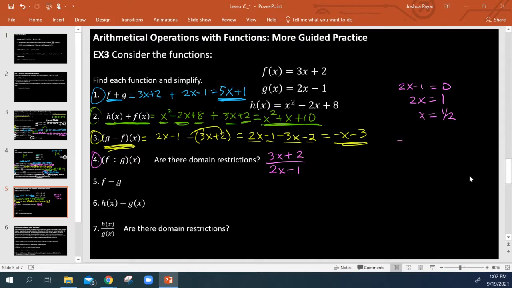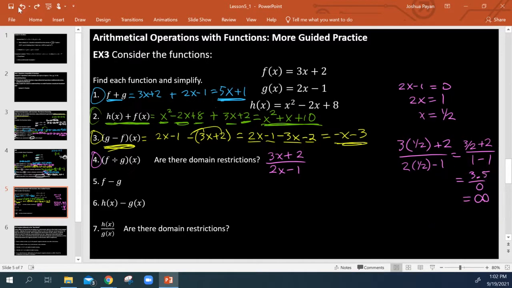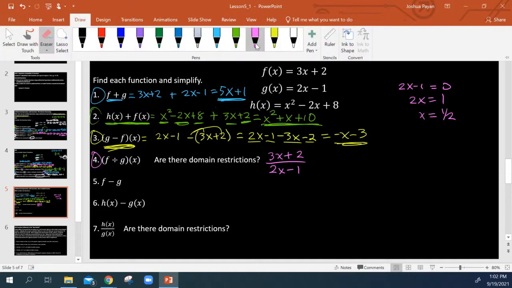Let's see if that's true. If I actually plug that in, 3 times x plus 2 over 2 times x minus 1. Well, 3 times 1/2 is 3 over 2 plus 2, over 2 times 1/2, which is 1, minus 1. Very plainly, 1 minus 1 is going to make us divide by 0. So we would have 3.5 over 0, or something infinite, and we do not want that. No, no, no. So our domain restriction will simply be that x cannot be 1/2.